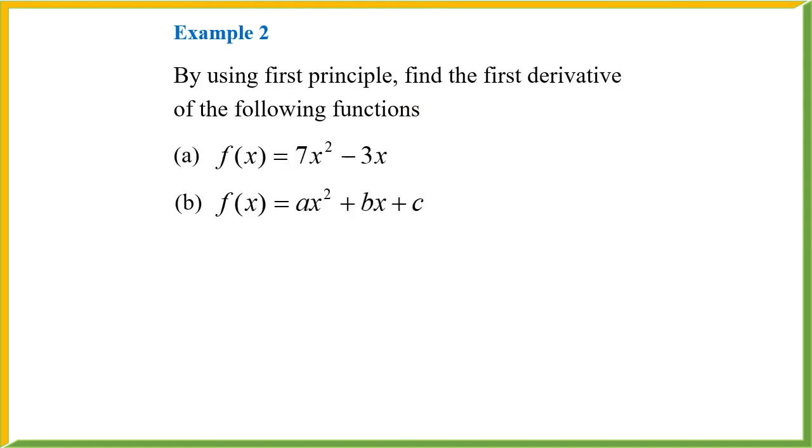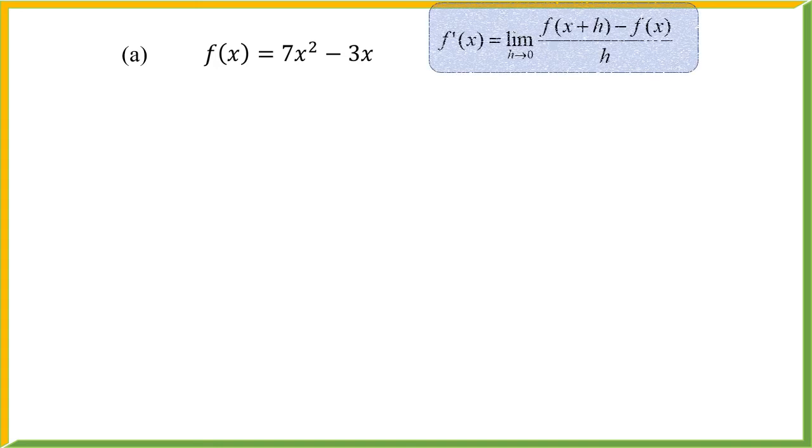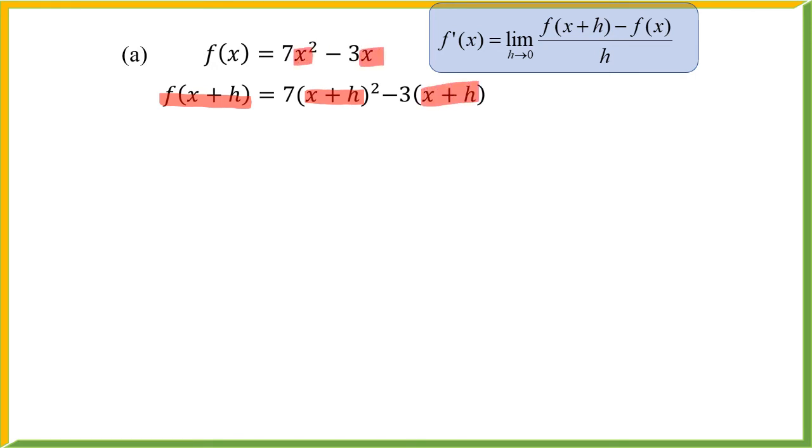Okay, next. By using the first principle, find the first derivative of the following function. So for A, f of x equal to 7x squared minus 3x. So the first thing is to find f of x plus h. Right? As usual, f of x plus h is equal to, we replace the x with x plus h. So we have a square there. And then we replace the second x here with x plus h. So simplify, expand everything. To simplify, we need to expand first, because we need to subtract f of x later.